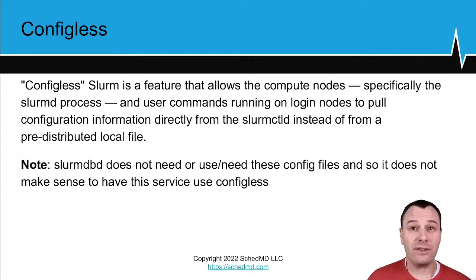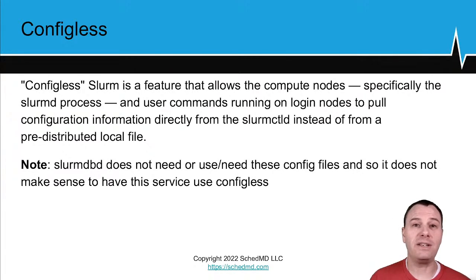Configless Slurm is a feature that allows the compute nodes, specifically the Slurmd processes and user commands running on login nodes, to pull configuration information directly from the controller, instead of from a pre-distributed file location. Your cluster does require a central set of configuration files on the Slurm controller. Configless, in one sentence, means that the compute nodes, login nodes, and other cluster hosts do not need to be deployed with local copies of these files.